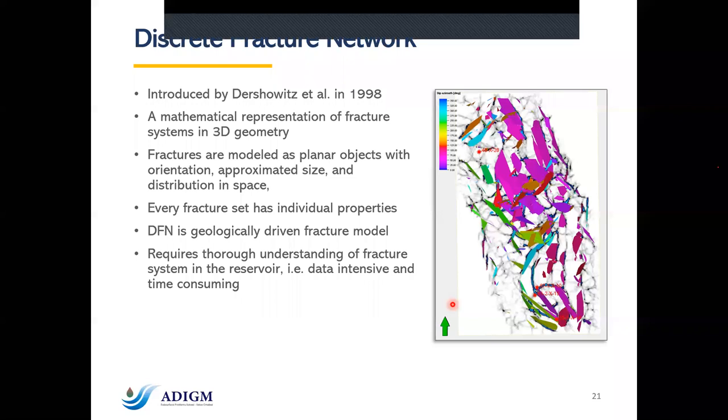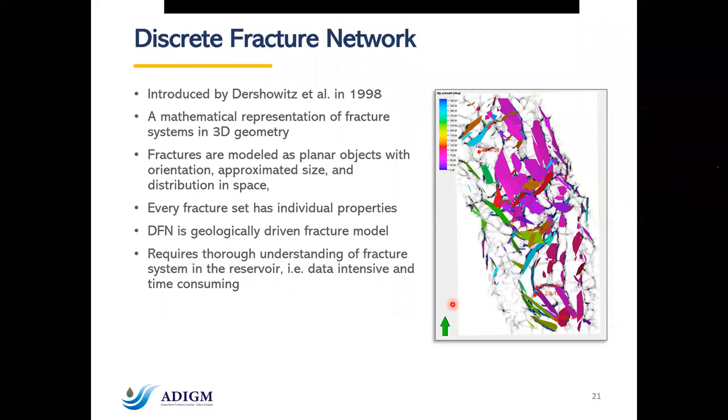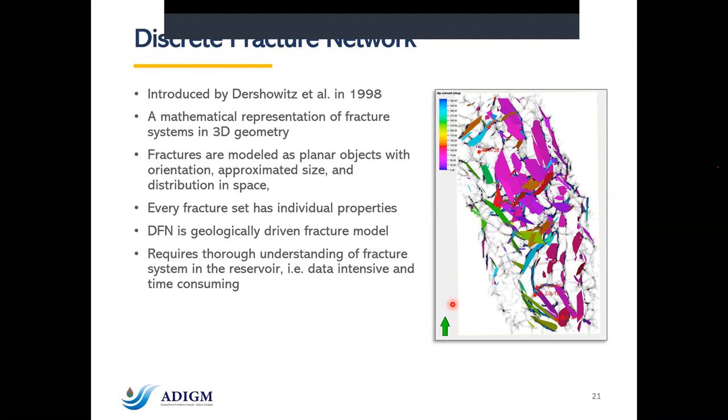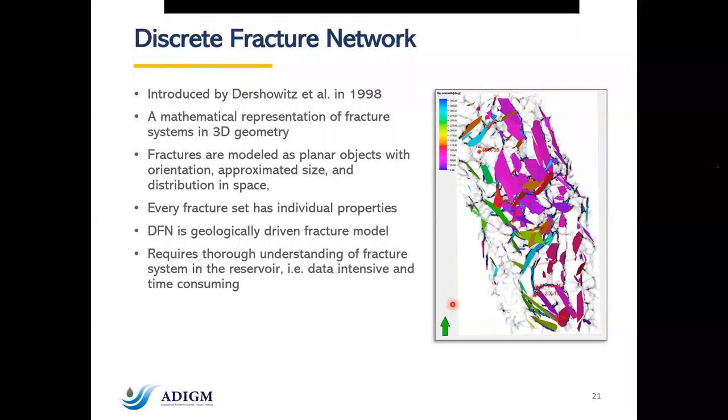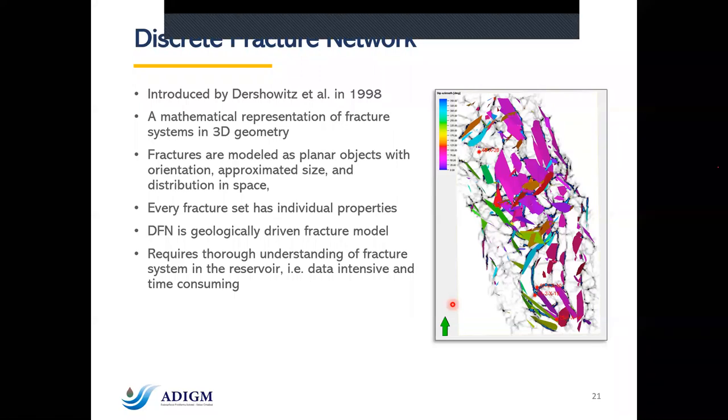The DFN is the mathematical representation of the fracture system in 3D geometry. In this model, the fractures are modeled as planar objects, so we need to define the orientations, the size, and also the distributions in space. Every fracture set has individual properties: its own orientation, its own size, its own aperture width, its own distributions. That's why the DFN is very much a geologically driven fracture model and able to generate a geologically realistic model. One of the drawbacks, or requirements, of this DFN is that it requires a thorough understanding of the fracture system in the reservoir. In other words, it is very data intensive and very time consuming.